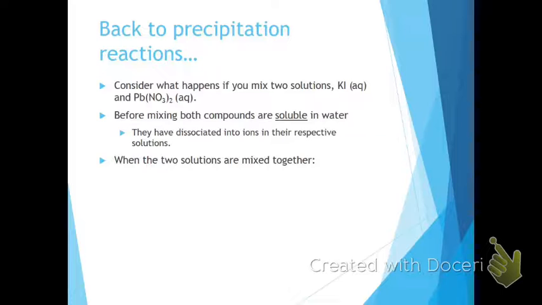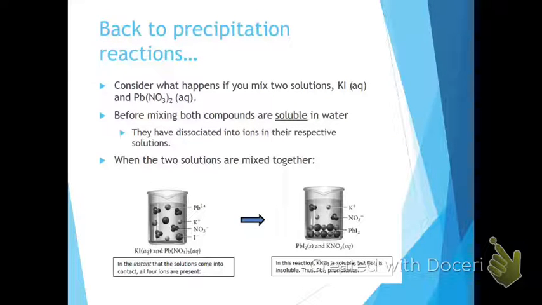However, when we mix them together, that double replacement is going to happen there. So we see here in the instant that the solutions come into contact, all 4 ions are present. All 4 ions are separated, ionized, but as the reaction occurs, we're going to form that insoluble lead iodide. That is what's precipitating on the bottom here. So we see our lead iodide is our solid that we formed.